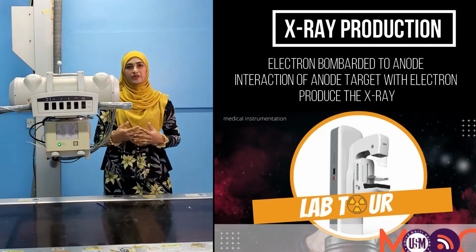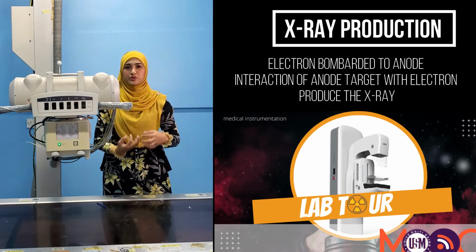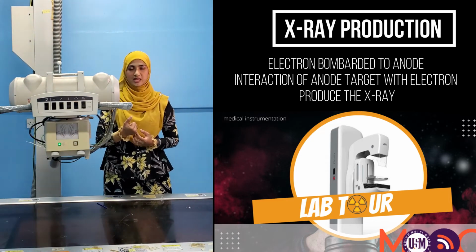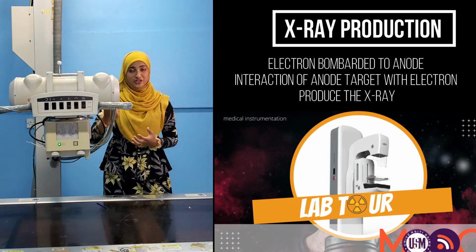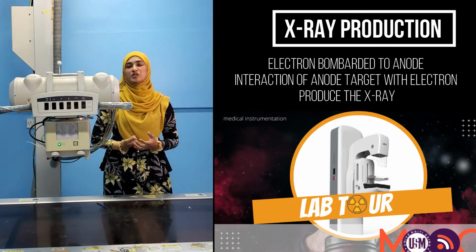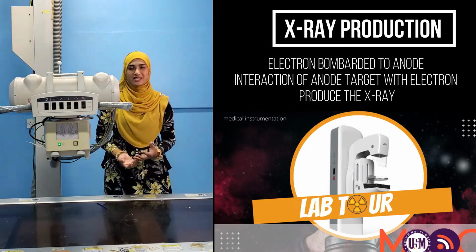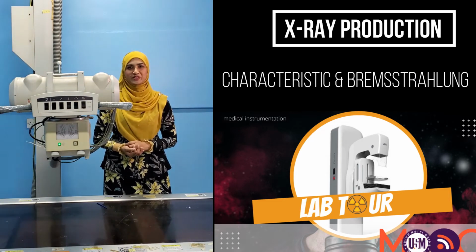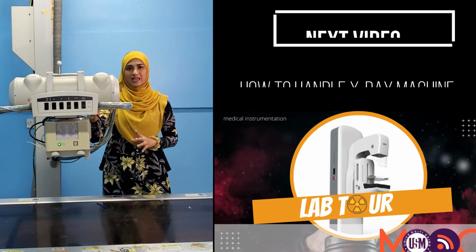Now, as we already learned about X-ray production, we have the cathode producing the electrons. Once we press the exposure button, the electrons will gain the potential difference energy from the generator and be accelerated towards the anode, then interact with the atoms of the anode, producing the X-ray via two processes: characteristic X-ray or Bremsstrahlung X-ray. I think that's all you need to know about the anode part.